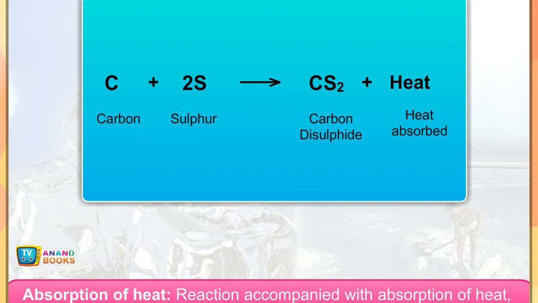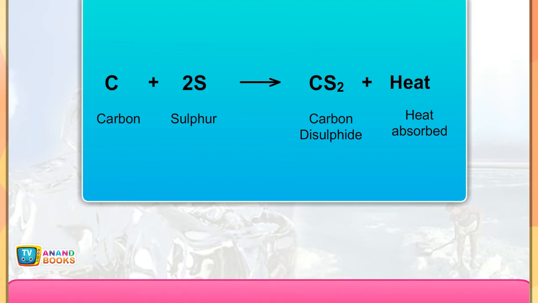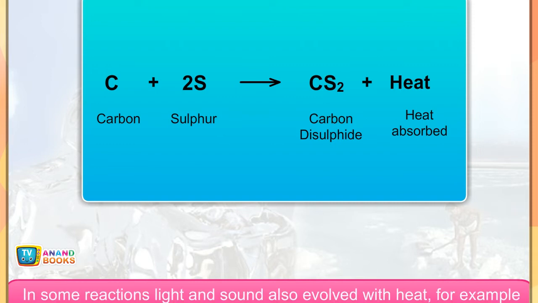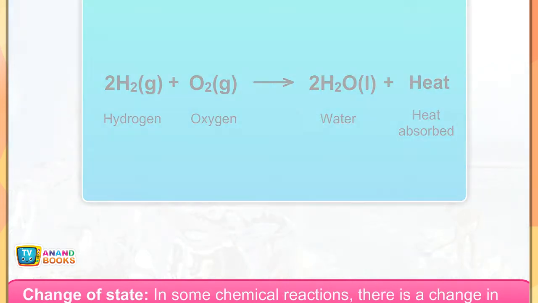Absorption of heat. Reactions accompanied with absorption of heat, for example, C carbon plus 2S sulfur gives CS2 carbon disulfide plus heat. Heat absorbed. In some reactions, light and sound also evolve with heat, for example, in the explosion of a firecracker.